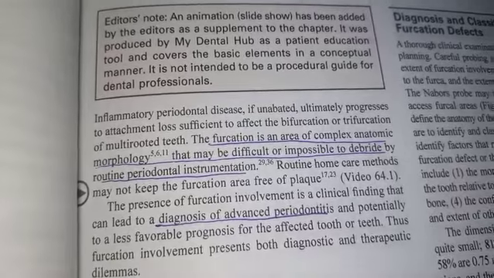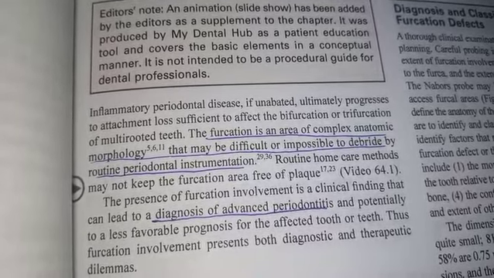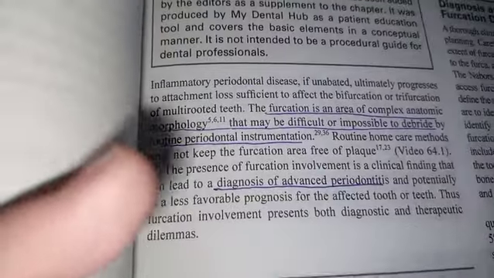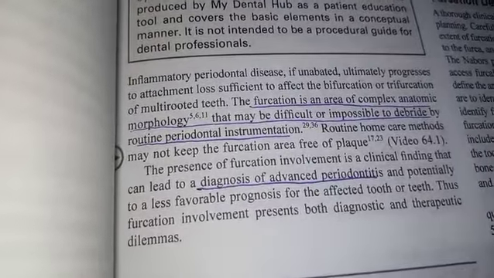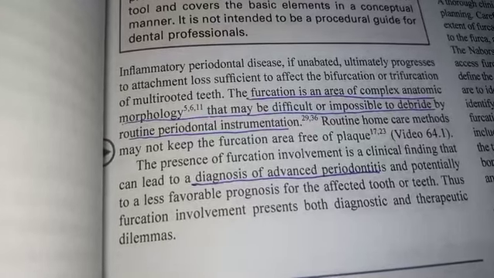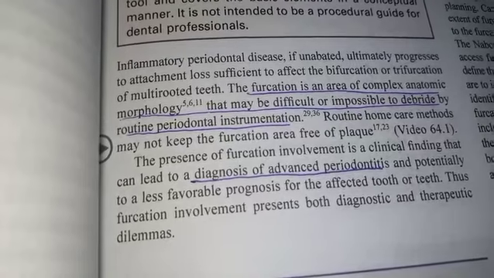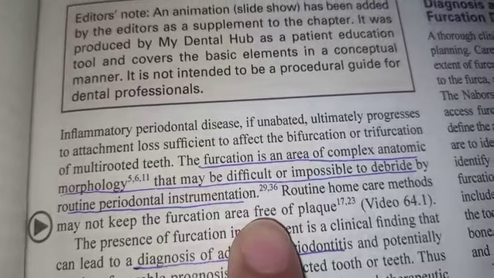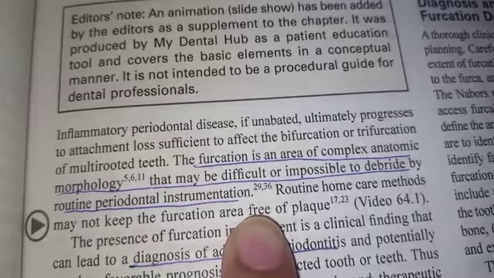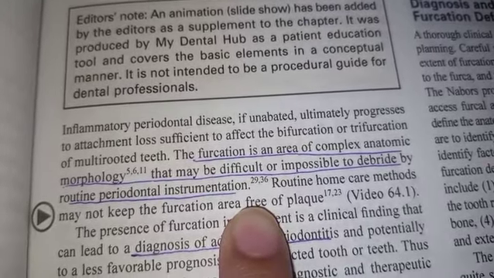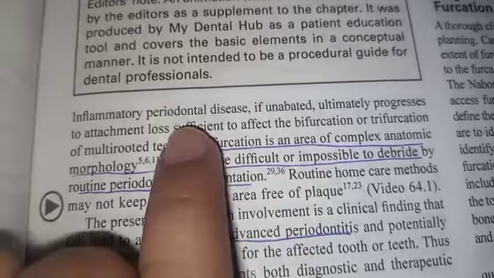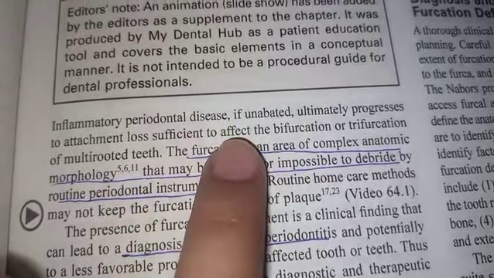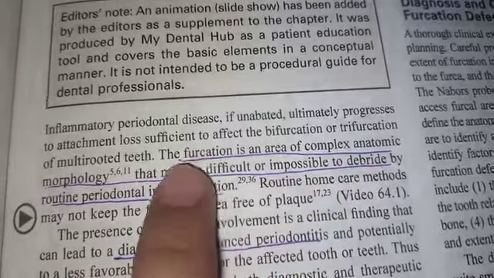Bismillahirrahmanirrahim. So basically, furcation is an area of complex anatomic morphology, meaning the anatomy is very complicated. There is also difficulty, or it is impossible, to debride by routine periodontal instrumentation. The way we do routine scaling or routine checkups is not sufficient to treat the furcation. In inflammatory diseases, when they are not treated, they progress and cause sufficient attachment loss, so they affect the bifurcation or trifurcation of multi-rooted teeth.